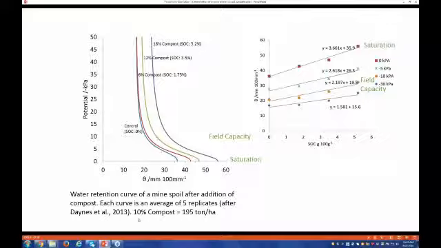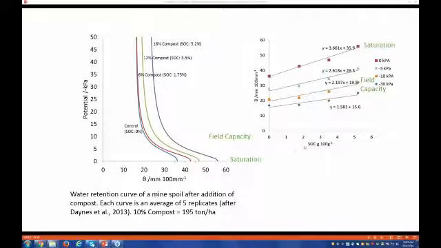Just a reminder, if we take the 15 centimeter depth per hectare, 10% of compost means you need to add 195 tons of compost per hectare. Times that by the cost of compost per ton, and you can see whether it's viable to add 10% of compost to the soil to increase your water holding capacity.